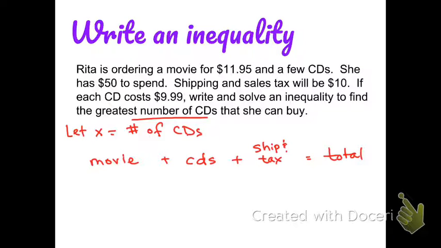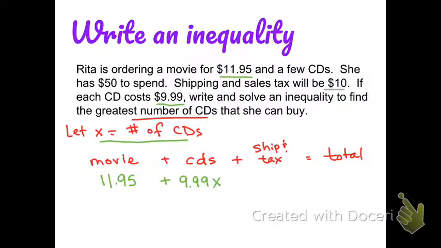So now that we have an understanding of what's going on, let's start substituting in some numbers. She's buying just one movie, and it's $11.95. So let's put that here. And then CDs, a few CDs. We don't know how many, so that's what our X is. But we do know that they are $9.99 each. So we're paying $9.99 per CD. So that is $9.99 times the number of CDs.